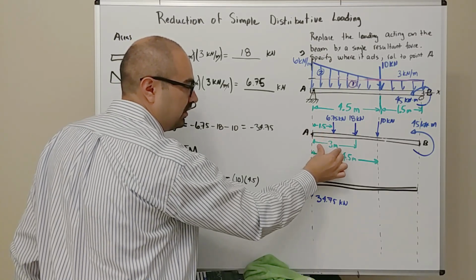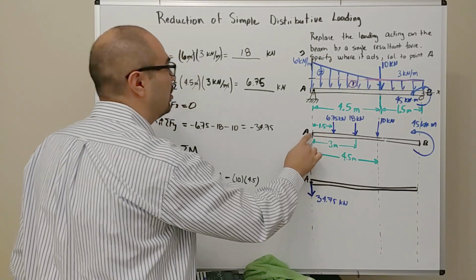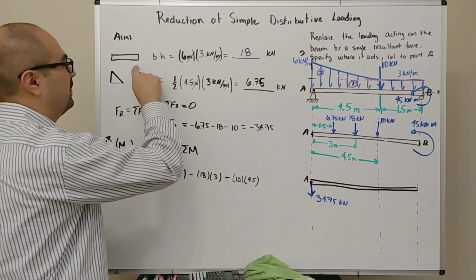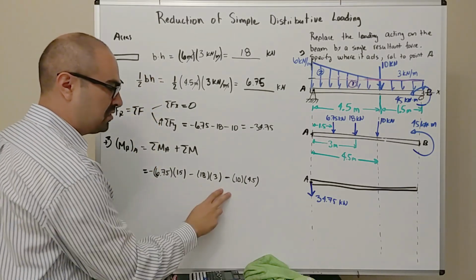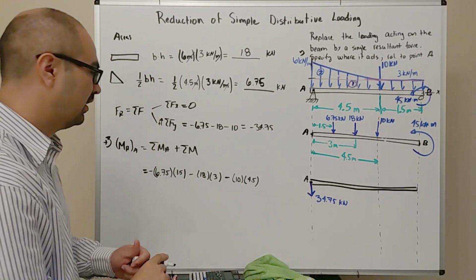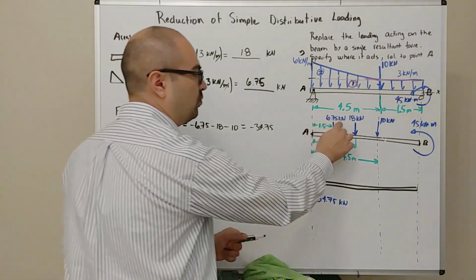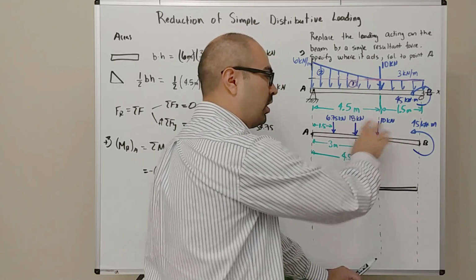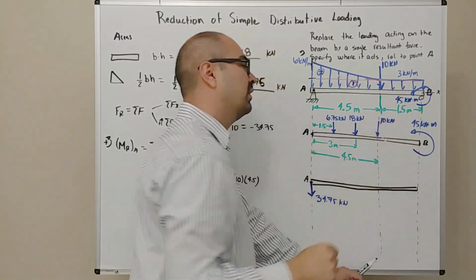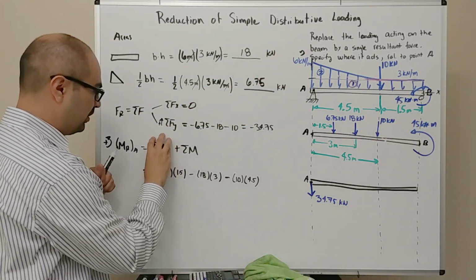And I hope you can appreciate why I was doing this free body diagram and getting all the distances relative to point A when we were locating the centroids of these areas. It becomes very easy to plug into this equation. So I have the 6.75, the 18, and the 10 force, this one, and this one. There are no other forces that can create a moment. So we're done with these.